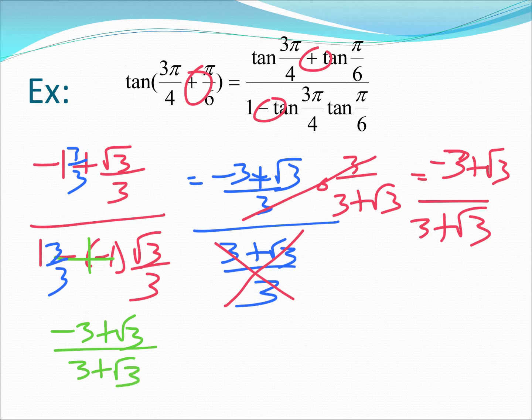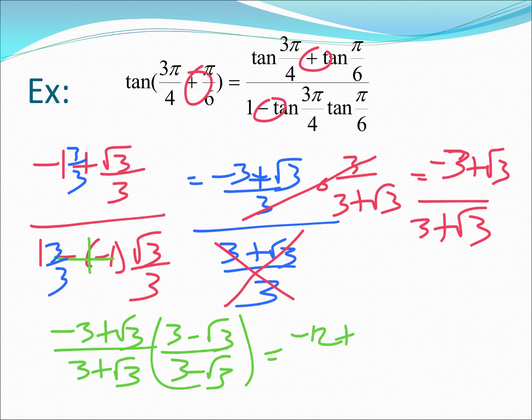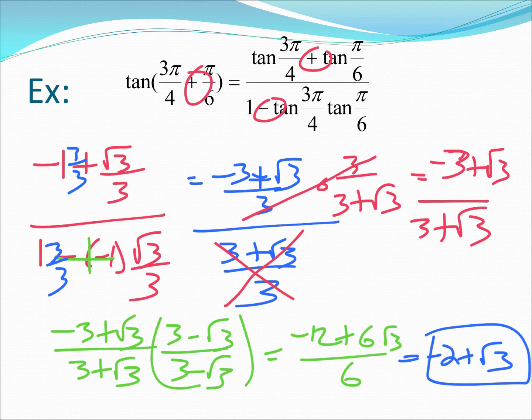We're going to multiply by, again, our quote-unquote conjugate of our denominator. So we have 3 minus radical 3 over 3 minus radical 3. When we multiply that out, we end up getting negative 12 plus 6 radical 3 over 6, which will simplify to be negative 2 plus radical 3. Again, something that is simple when you think about where we started and how we had to get here.